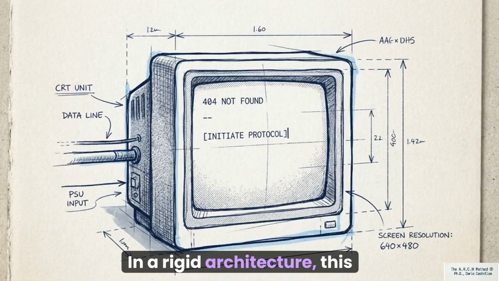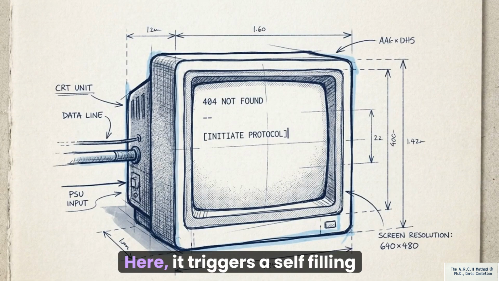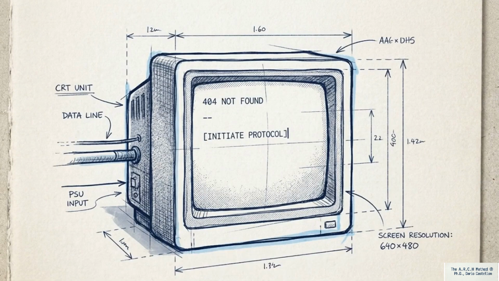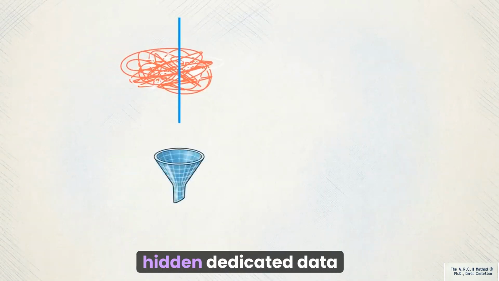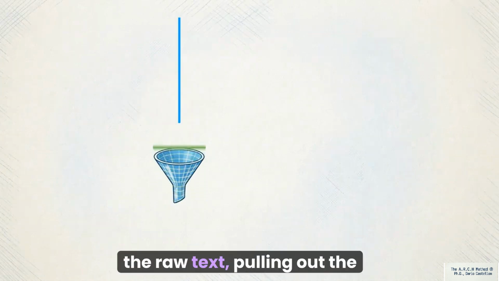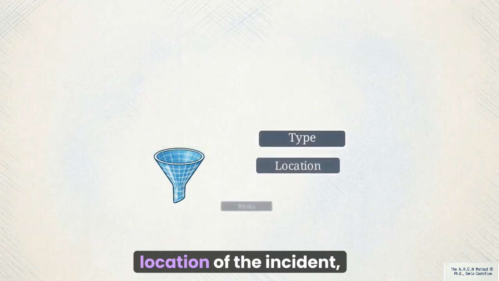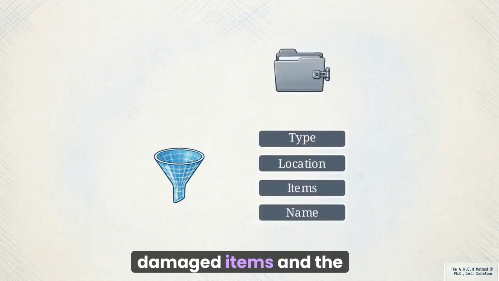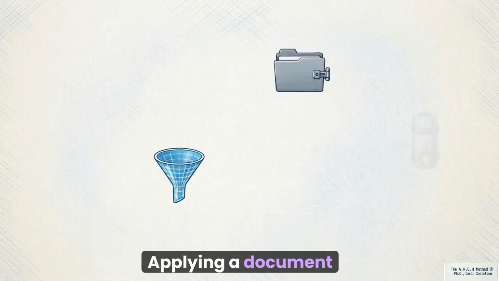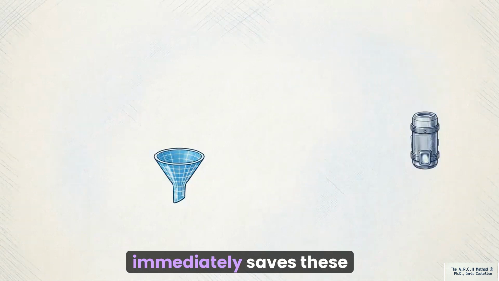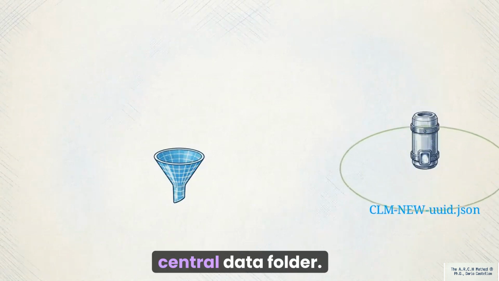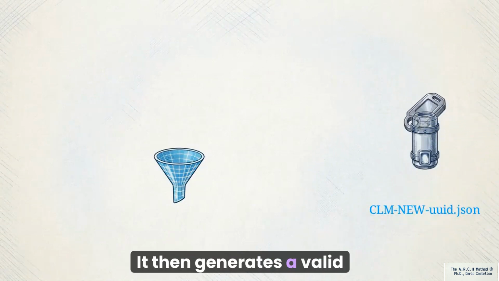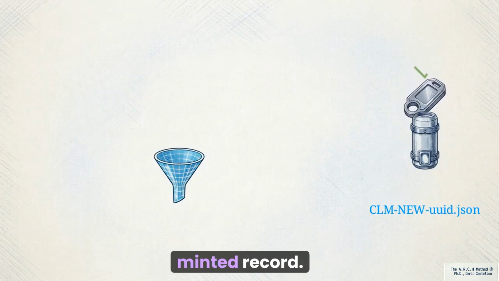In a rigid architecture, this throws a 404 error. Here, it triggers a self-healing protocol. The triage module intercepts the payload and forcibly redirects it into a hidden, dedicated data extraction pipeline. An extraction model scans the raw text, pulling out the specific claim type, the location of the incident, damaged items, and the claimant's name. Applying a document database pattern, it immediately saves these structured data points as a standalone JSON file in the central data folder. It then generates a valid claim ID for this freshly minted record.